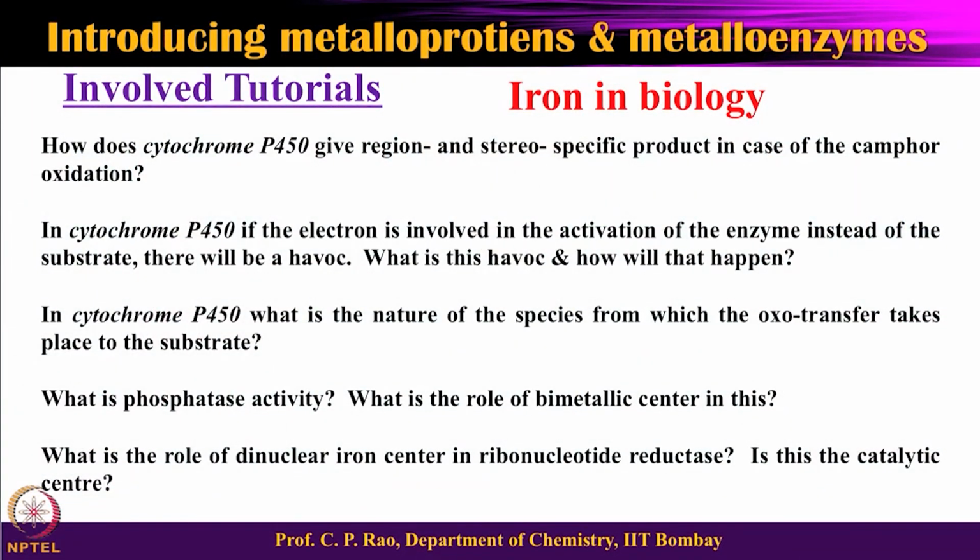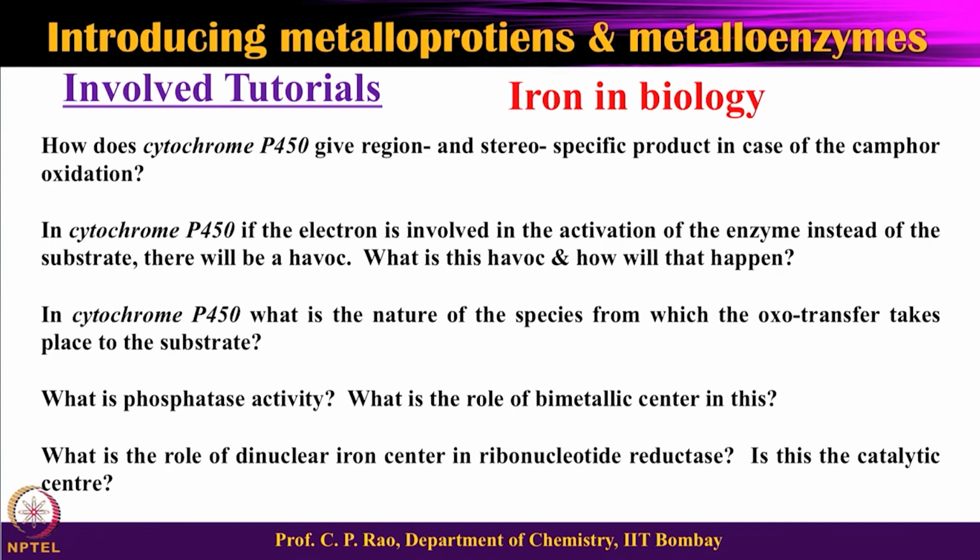Okay, come to the next question. In cytochrome P450, if the electron is involved in the activation of the enzyme instead of the substrate, there will be havoc. What is this havoc? How will this happen? Okay, so let us look at the query of this one. In cytochrome P450, if the electron is involved in the activation of the enzyme instead of the substrate. So, the substrate is camphor or any other thing, and if that happens, then what we say is it is really going to be a dangerous part. Why is it dangerous?